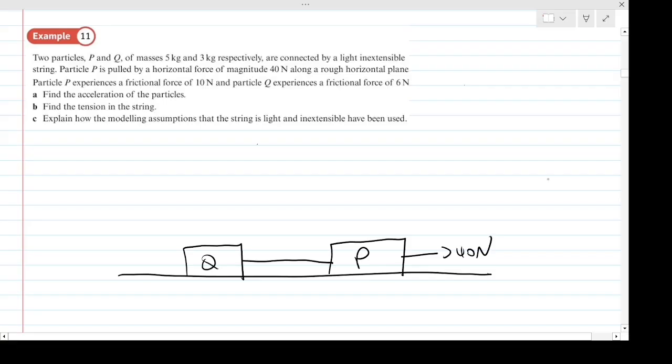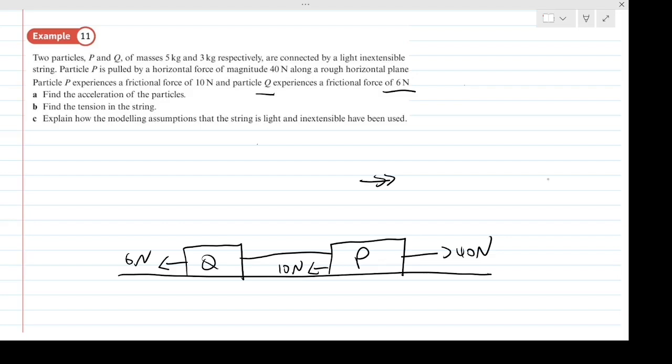And we're also told that particle P experiences a friction of 10. So if I draw this a bit differently here, 10 newtons is going to be there. That's the friction from P and the surface. And Q also has friction of 6. So it's going to be 6 there. Okay, it's going to go forwards, but friction will go the other way to oppose it.